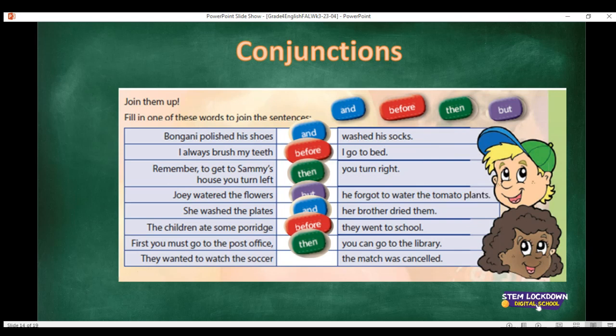The last one. They wanted to watch the soccer. The match was cancelled. So now there's the opposite happening here. So if it's opposite, I use that. So they wanted to watch the soccer, but the match was cancelled. Okay, so I'm sure that was nice and easy for you.